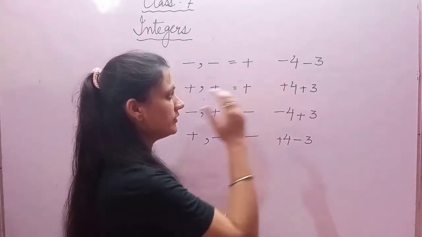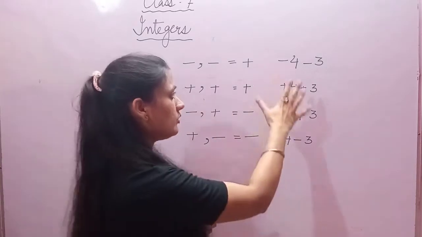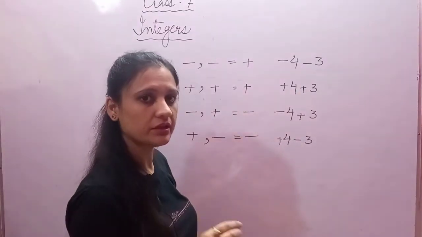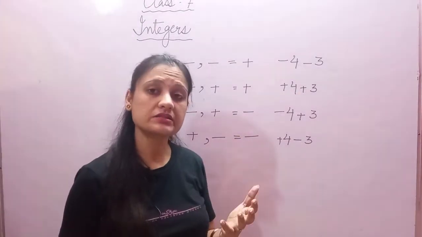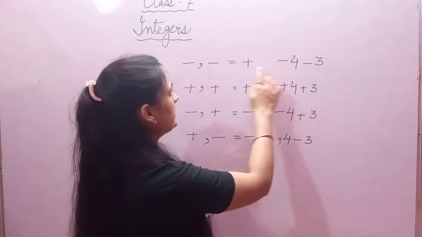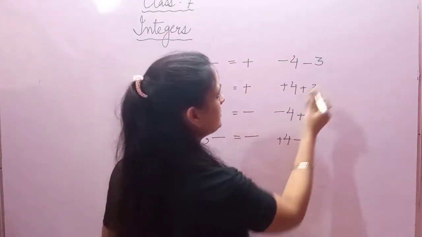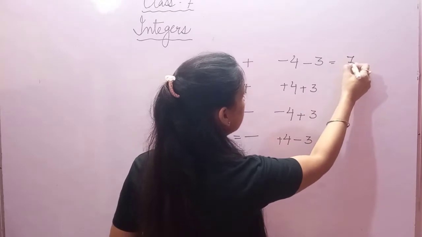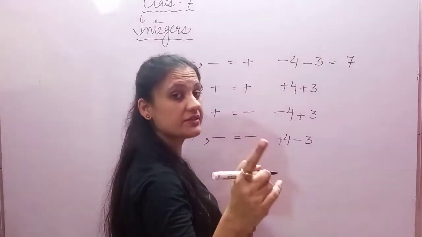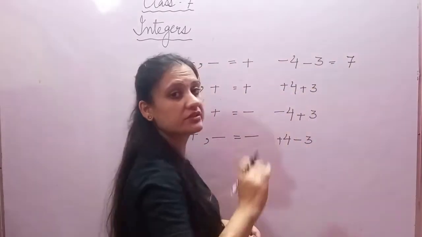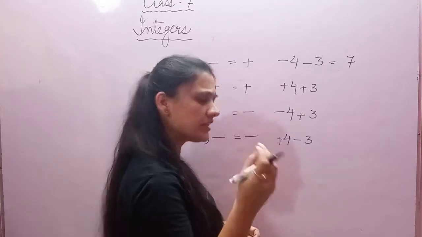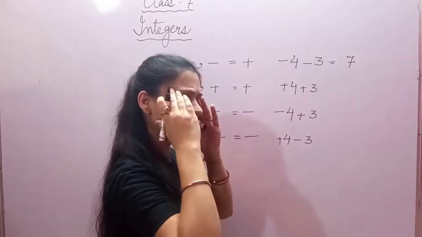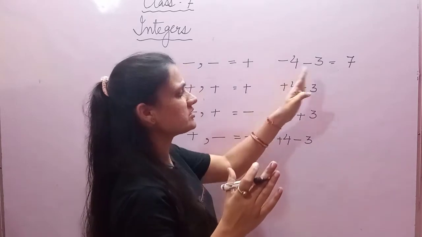Now let us solve it. Before I solve it, I am going to explain one more thing: what the answer will be. Minus minus is plus. You will say, ma'am, 4 plus 3 is 7. But the important thing is what sign should be with this 7. It is very simple to understand. Always keep in your mind the number which is greater.